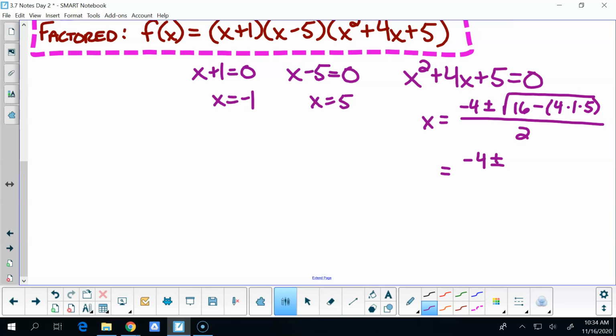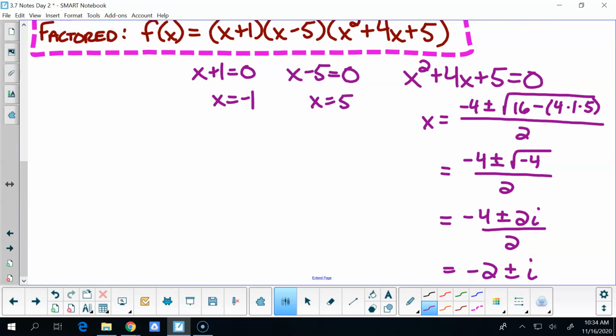4 times 1 times 5 is 20. 16 minus 20 is negative 4. The square root of negative 4 is 2i. Both can be divided by 2. So my 4 zeros are negative 1, positive 5, negative 2 plus i, and negative 2 minus i.